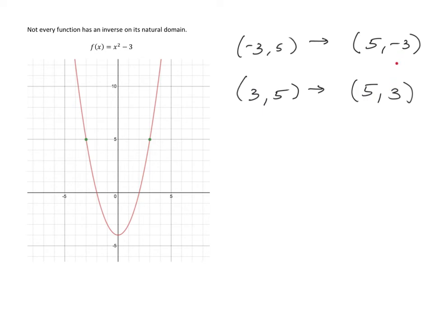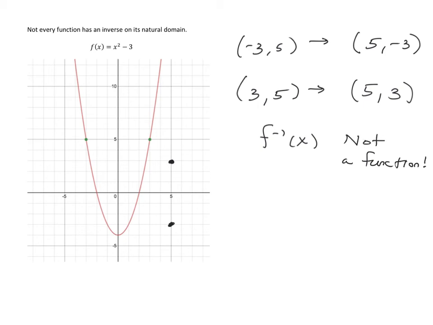But the problem is if you plot these 2 points, 5, 3, and 5, -3, they lie on the same vertical line. This violates the definition of a function. So you're technically not allowed to write f inverse of x because you have one input, 5, going to 2 different outputs. So the issue is it's not a function. So you can't actually find one.